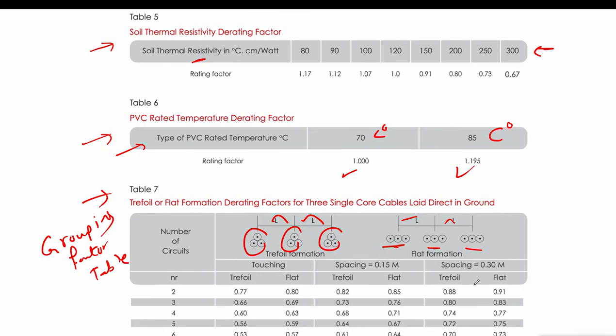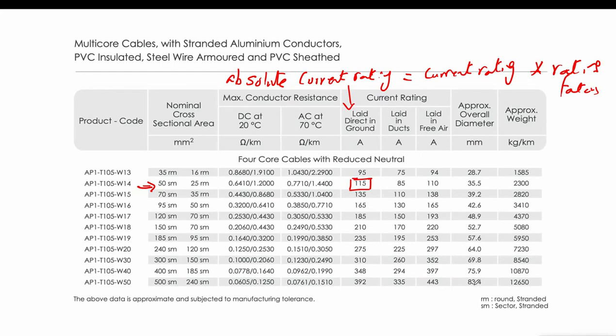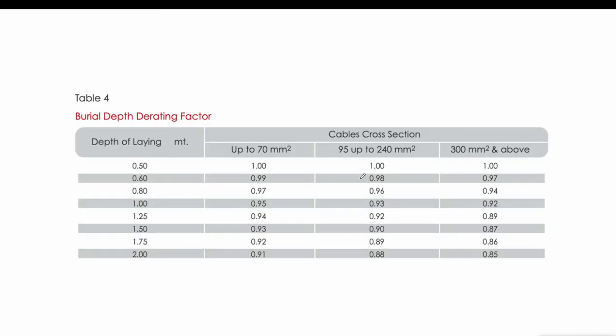How can I use these derating factors? For example, here, if we are using 50 square millimeters cables, and according to my installation conditions, it is laid direct in ground. This cable can load up to 115 ampere in ideal state, in ideal condition. But according to the environment, I'm using a 50 square millimeters cable, which loads up to 115 ampere in ideal state.